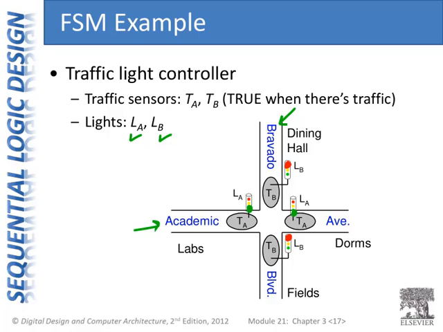As soon as there's no more traffic on Academic Avenue, all of the cars have passed by, then we want to transition so that Bravado Boulevard gets the green light and Academic Avenue transitions to getting the red light. As long as there's still traffic on Bravado Boulevard, we keep that state of Bravado Boulevard getting the green light. And then as soon as there's no more traffic on Bravado Boulevard, we transition to the original state of Academic Avenue getting the green light and Bravado Boulevard being red.